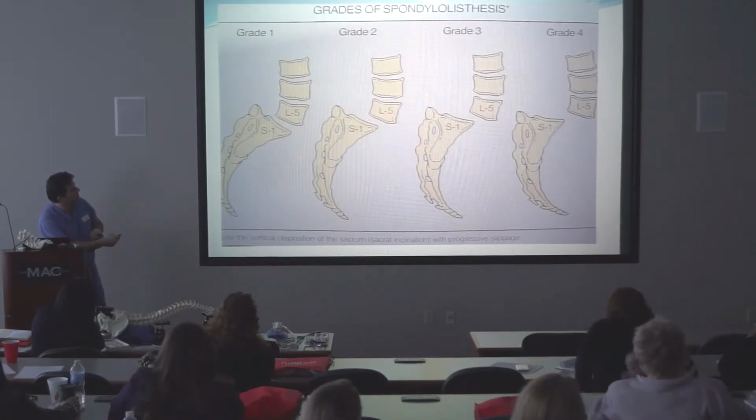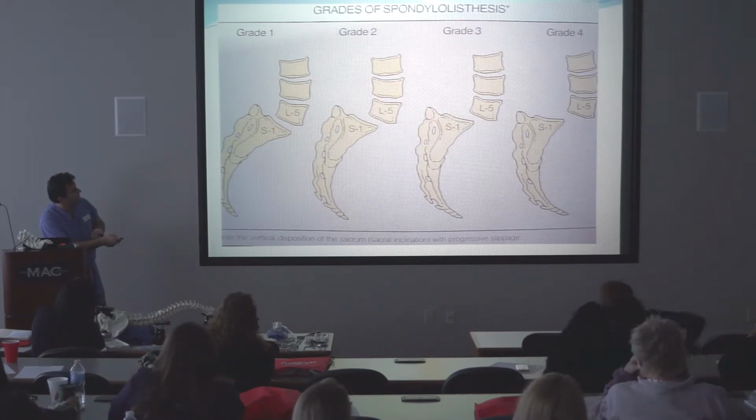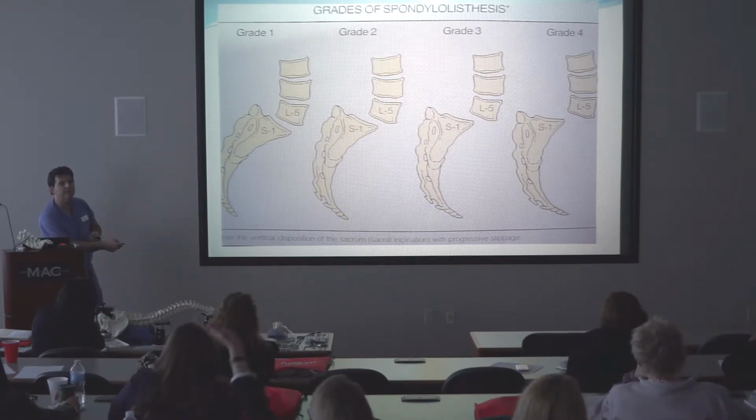Different levels of spondylolisthesis. This is a grade 1 through grade 4. It's called the Meyerding classification. It's just how bad that slip is. Typically, you're going to see grade 1 or 2. Grade 3 and grade 4 are very rare. Pretty rare that you're going to see it that bad.